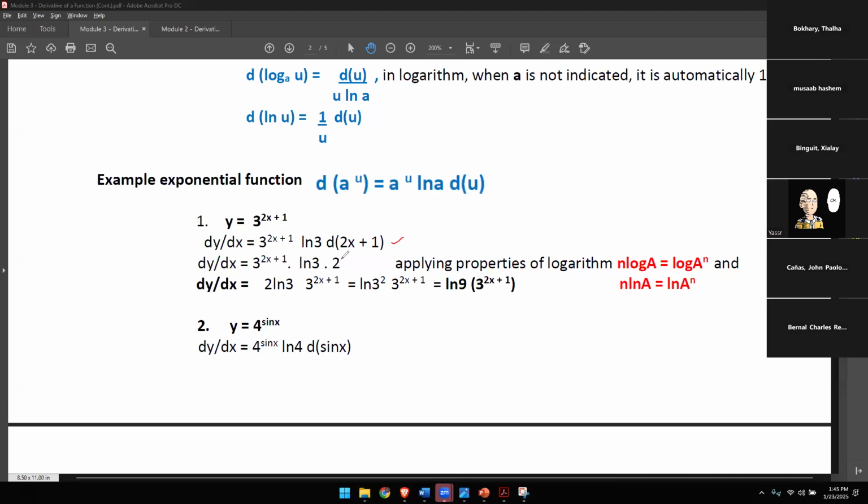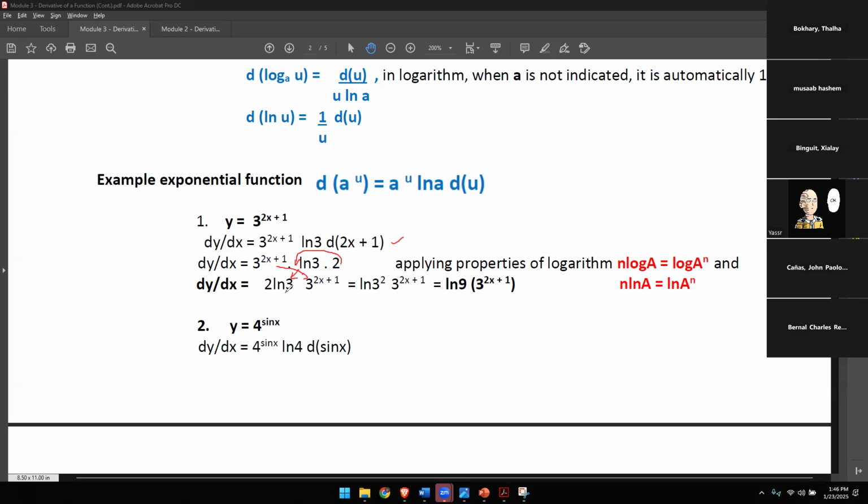Now, afterwards, again, you can place this 2 in here, making that one 2 ln 3. And then this one is still the same, it's still 3 raised to 2x plus 1. It's just that it's now on the right side. We just simply rearrange them. Are we clear in this part?